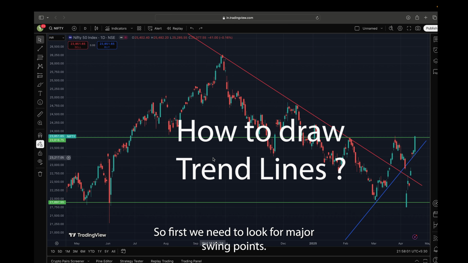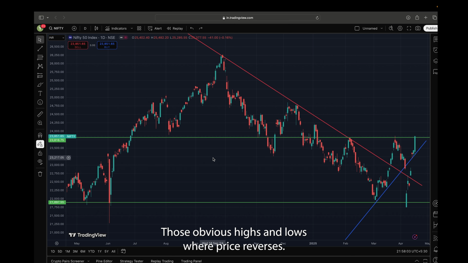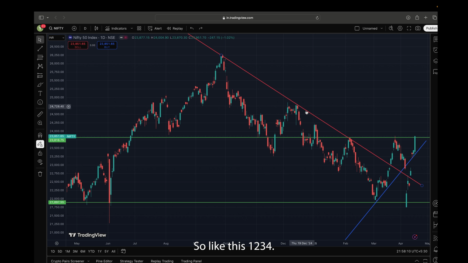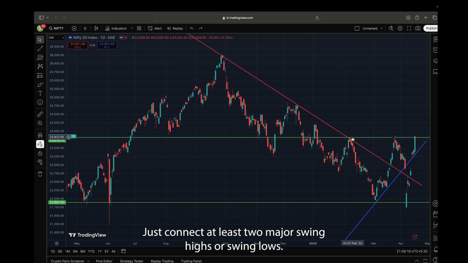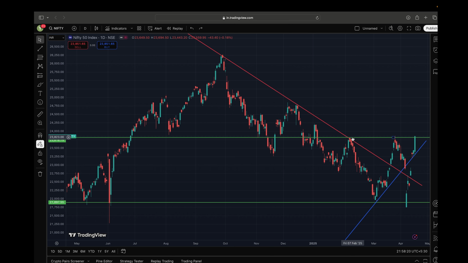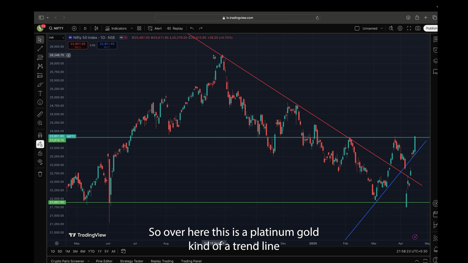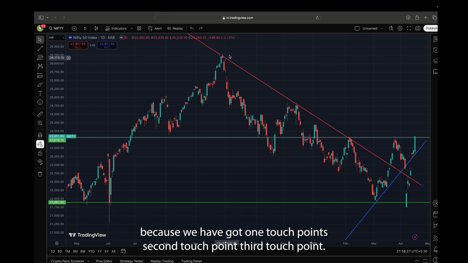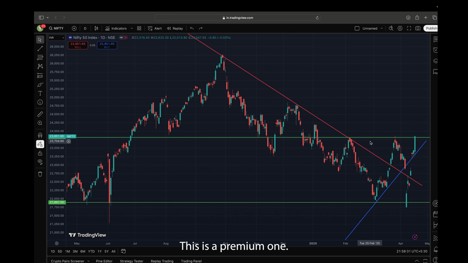So first we need to look for major swing points, those obvious highs and lows where price reverses. So like this, 1, 2, 3, 4. This is where the price reverses. To draw a trend line, just connect at least two major swing highs or swing lows. So over here, this is a platinum gold kind of a trend line because we have got one touch point, second touch point, third touch point. This is a premium one.